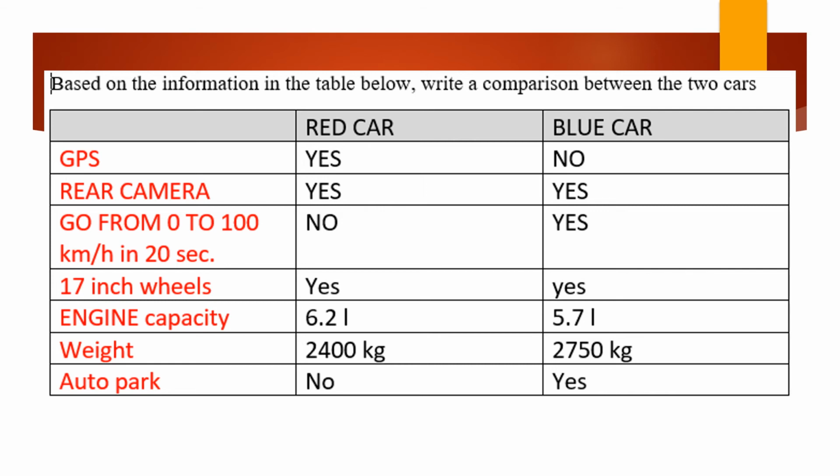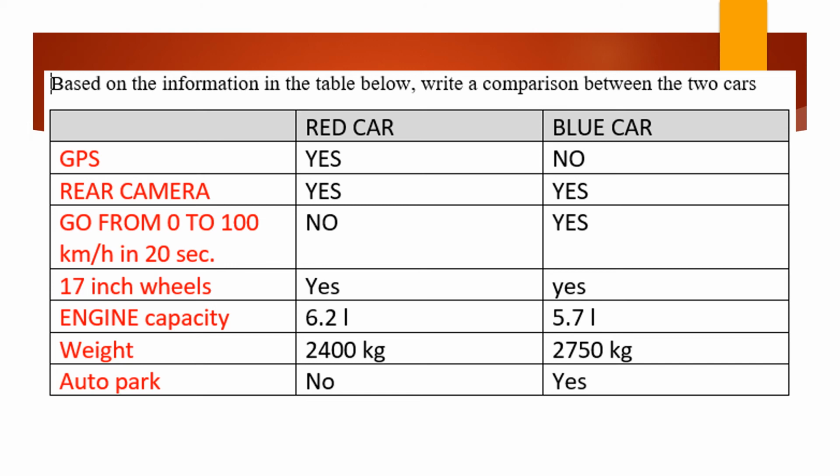GPS. Does the red car have a GPS? Yes. What about the blue car? No. What about the rear camera? It's in both the red car and the blue car. Okay, can the red car go from 0 to 100 kilometers per hour in 20 seconds? No, the red car cannot do this, but the blue car, yes, it can go from 0 to 100 kilometers per hour in 20 seconds.